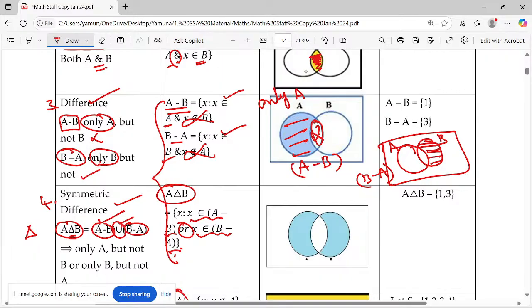Symmetric difference: you take A minus B, you take B minus A, and the union. Union means whether it is A minus B or B minus A, you take both. So this area is shaded, this is not present. So shall I represent this as A union B minus A intersection B? Please check. Right? A union B is the whole of A and B. A intersection B is the common part, so we remove it.